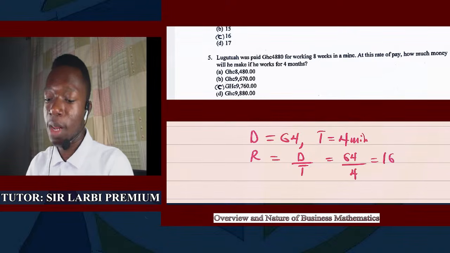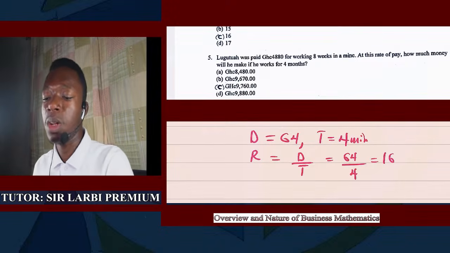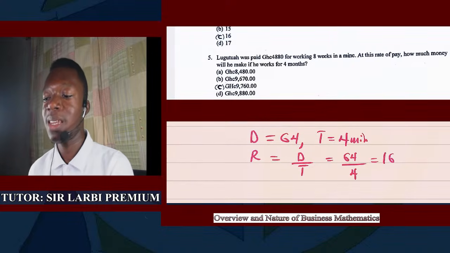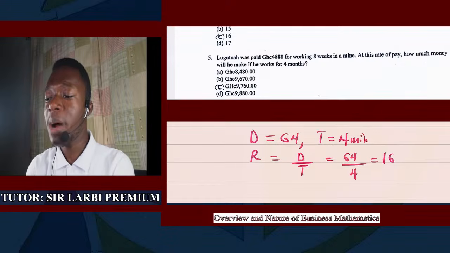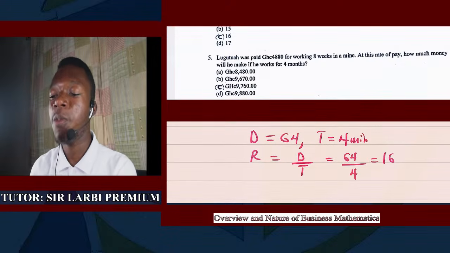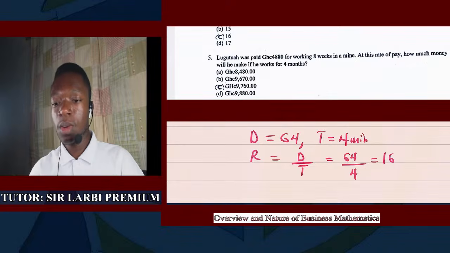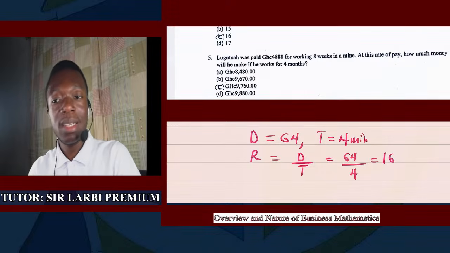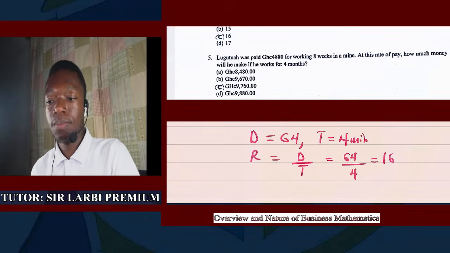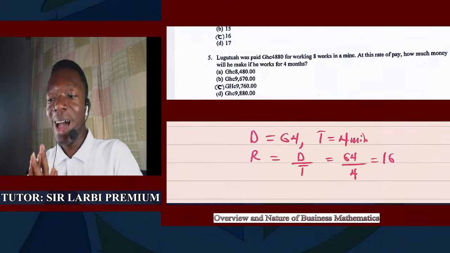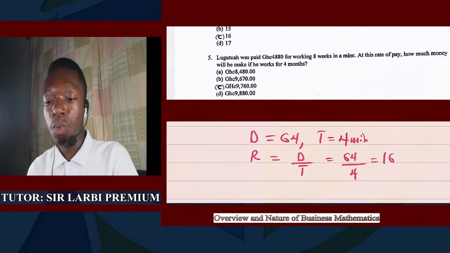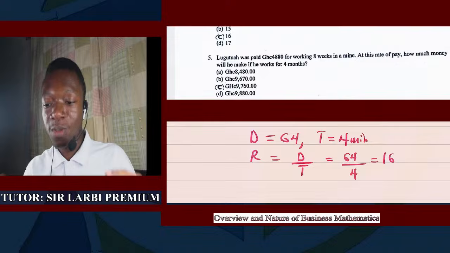So let's see. Drop your answer in the chat box so that we go in that line. He said that Lutugua was paid 4,880 for working 8 weeks in a mine. At this rate of pay, follow carefully, how much money will he make if he works for 4 months?